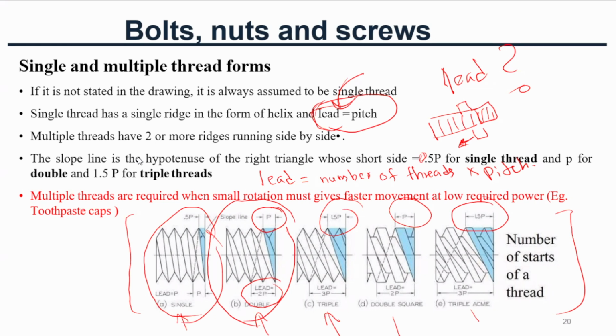Okay. So commonly we can say a single thread has very high strength and simplicity, and is very easy to manufacture. And multiple threads give speed in motion, and efficiency. We can say it like this.